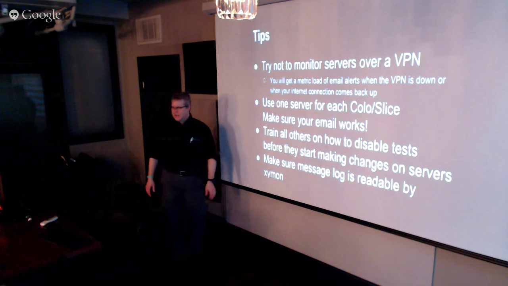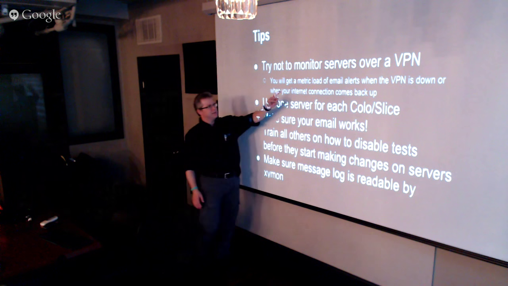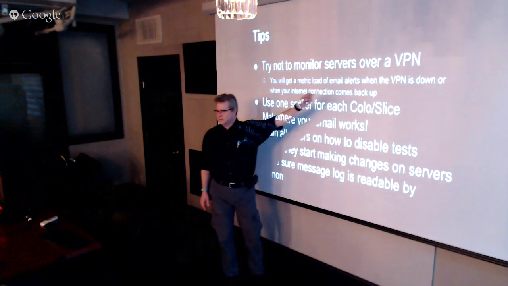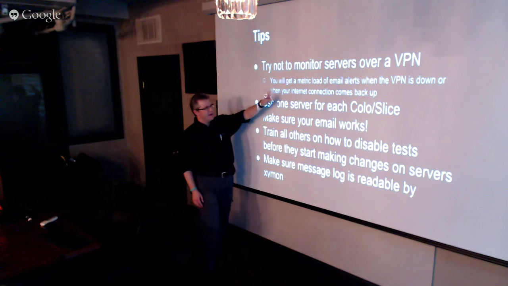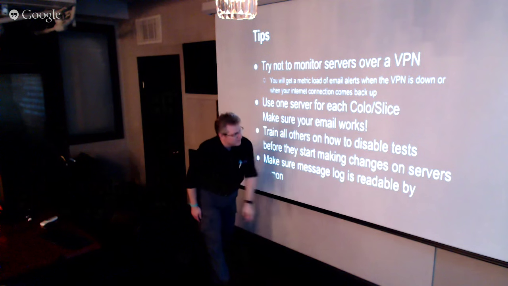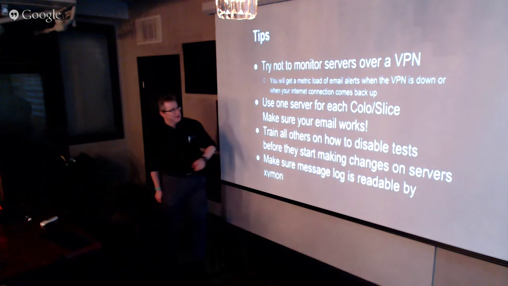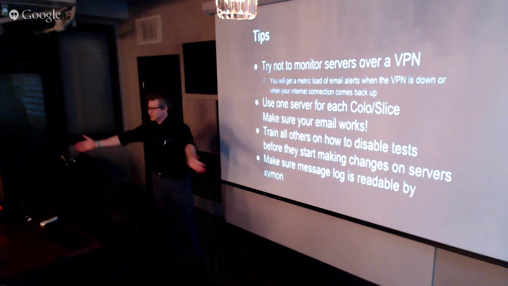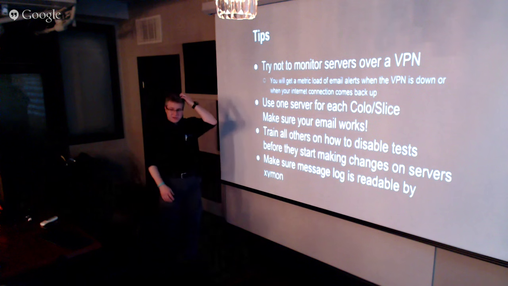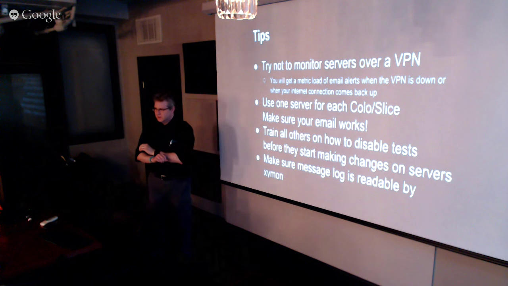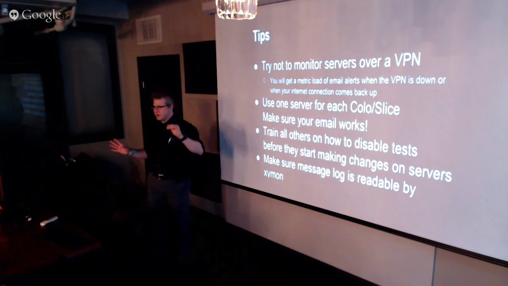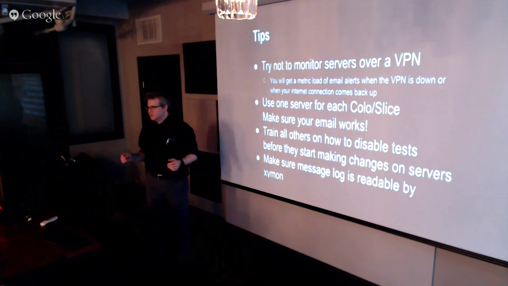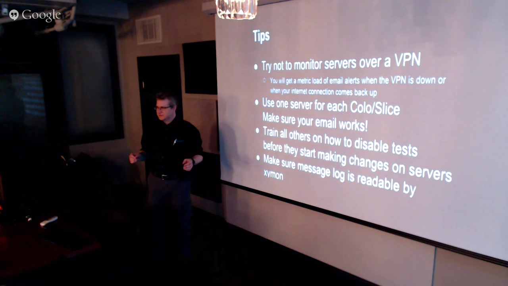All right. If there's one thing I learned, try not to monitor servers over a VPN. You will get a metric load of email alerts when the VPN is down. Or the VPN comes back up and all the mail that was sitting behind that VPN decides to send out. We used to have one Big Brother for our entire company. We would monitor our colo facility, all this other stuff. Our cable modem would go down. I wouldn't know that we were down because it couldn't send any email out.